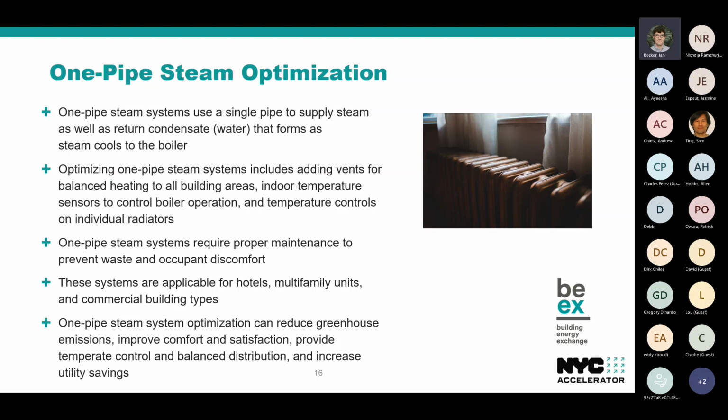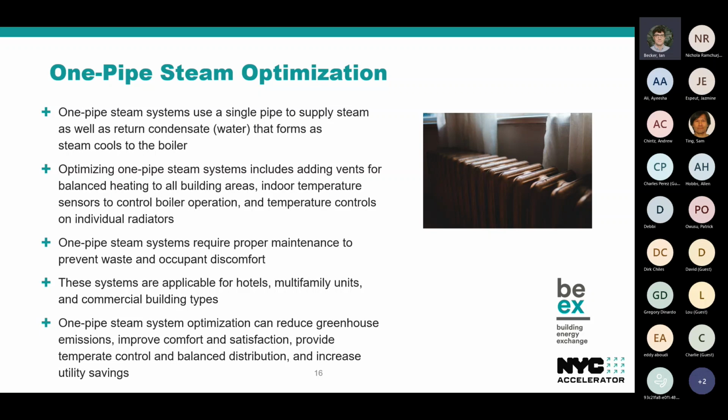So let's zoom in further on these types of systems. One-pipe steam systems have one pipe that connects to each radiator that serves as both the supply line that carries steam from the boiler to the radiator and the return line that drains away water that forms as steam cools and condenses. Steam and water flow in opposite directions in the same pipe at the same time, and then vents release trapped air from the distribution system, allowing steam to travel from the boiler to the radiators. So common problems other than just over or under heating include loud or clanging pipes, leaky radiators, and so on.